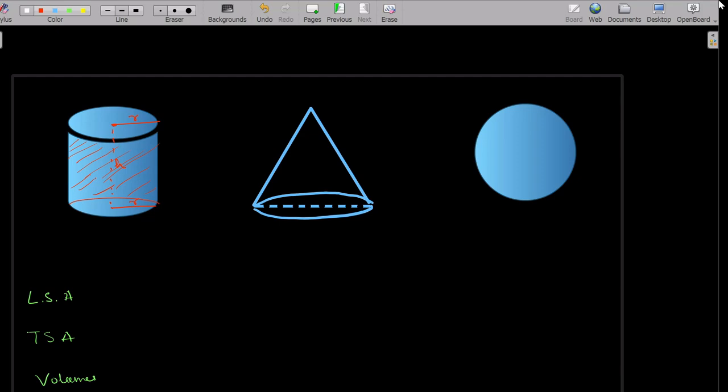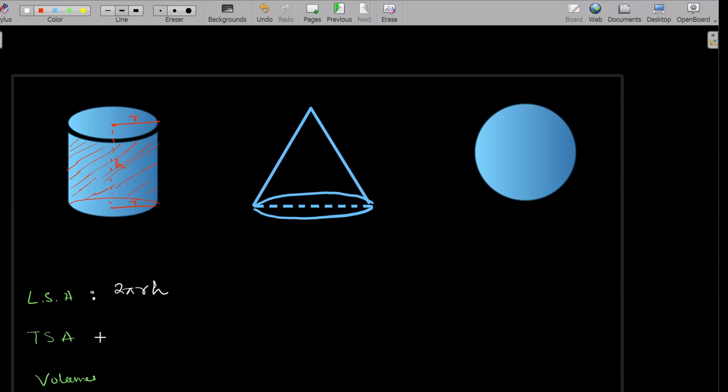For the lateral surface, would I just pretend it's a rectangle? Would I just multiply the height times the diameter? Height times the circumference, sorry. Yes, circumference, because the circumference of the base is 2 pi r. So yes, 2 pi r times the height.